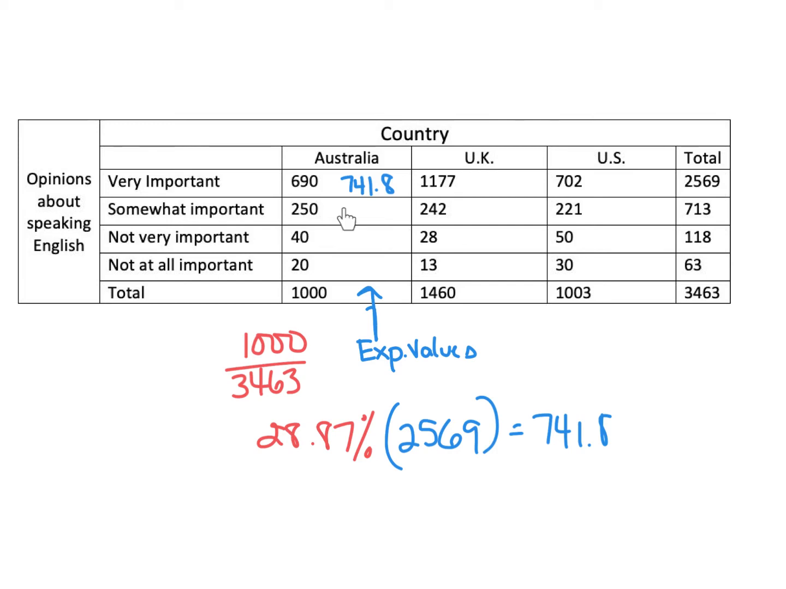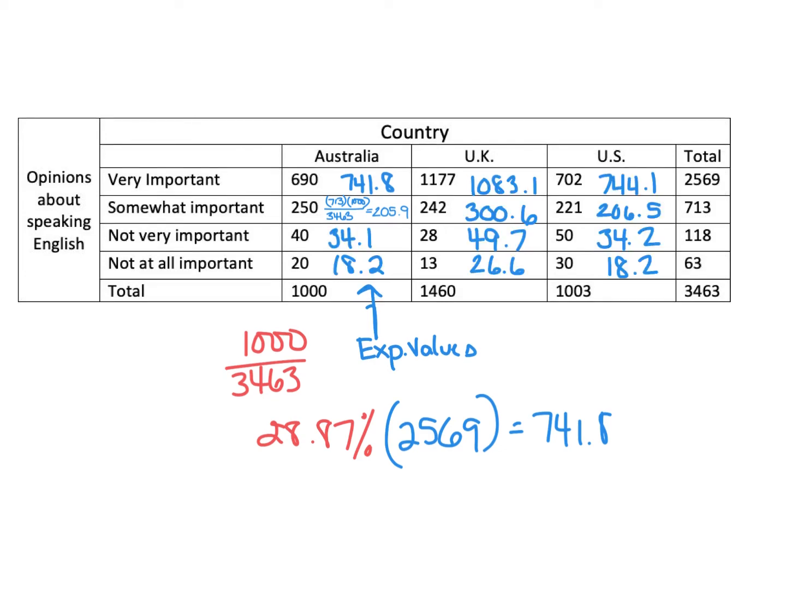So for this one, I'm going to take 713 times 1,000 divided by 3,463 to get 205.9 as my expected count. All right, fill in the rest of your table. Hit play when you're ready to check your answers. So your expected counts are now displayed. As I stated before, if you do not have adequate space, don't try to squish it in and make it illegible. Make a whole new table. I know it's a little time consuming, but show your expected counts.